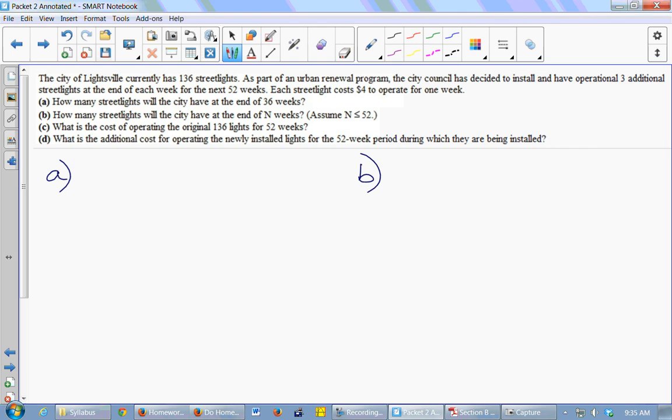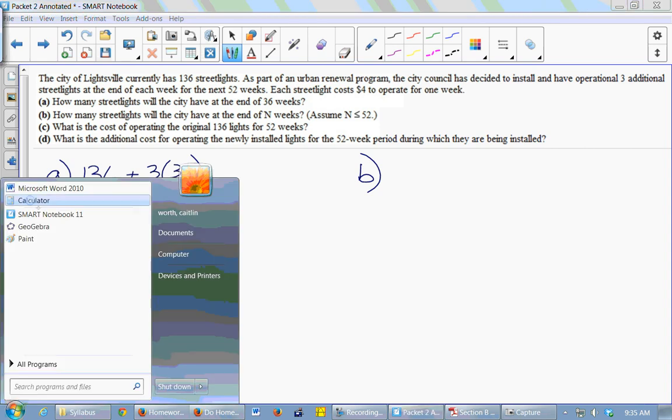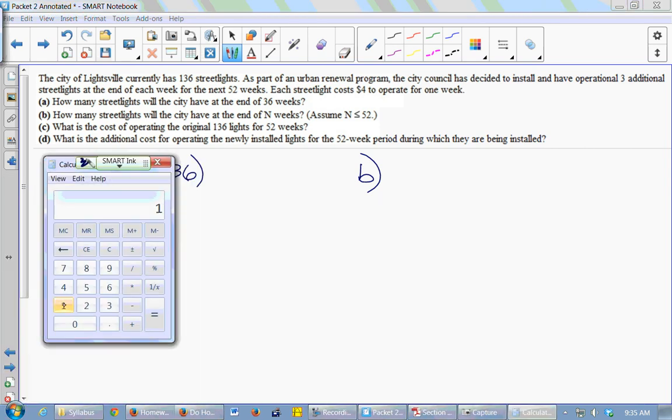Okay, so let's see. We have 136 streetlights already, and we're going to add some to that, right? We are going to add 3 per week for 36 weeks. So 3 times 36. And that should be how many we have after 36 weeks. We already have 136, and we're adding 3 per week for 36 weeks. So 36 times 3 plus 136 is 244.